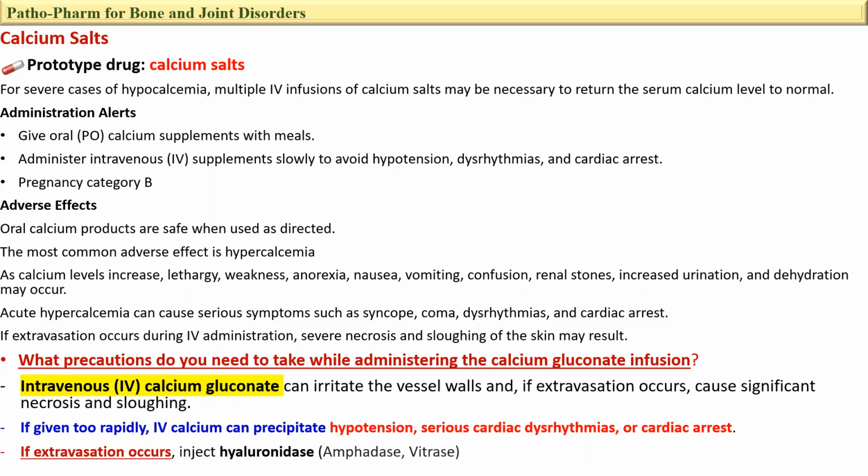For severe cases of hypocalcemia, we will give multiple IV infusions of calcium salts, calcium gluconate, for example. An example of calcium salts. So for the PO route, we give the oral calcium supplements with meals or within an hour following the meals.